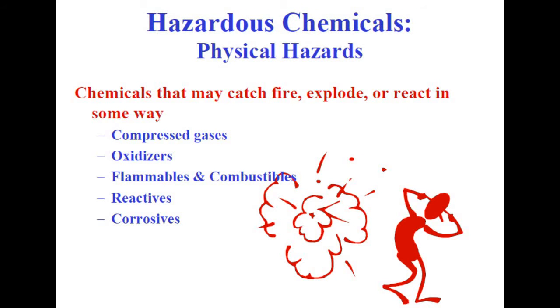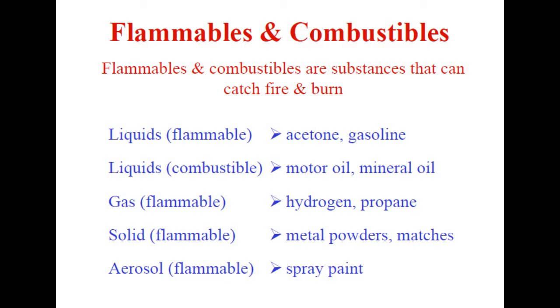Hazardous chemicals that lead to physical hazards are chemicals that may catch fire, explode or react in some way. For example, compressed gases, oxidizers, flammables and combustibles, reactives and corrosives. These chemicals lead to physical hazards. Flammables and combustibles are substances that can catch fire and burn. Among liquids, flammable liquids are acetone and gasoline, and combustible liquids are motor oil and mineral oil. Flammable gases are hydrogen and propane. Flammable solids are metal powders and matches, and there are flammable aerosols like spray paint.